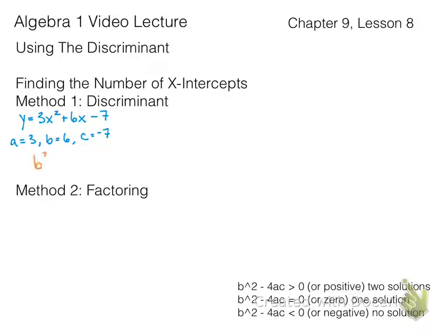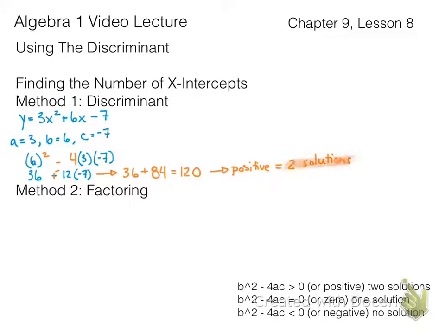So we're going to plug all this information into the discriminant. There it is. b is 6, a is 3, and c is negative 7. And we're going to get 36 minus 12 times negative 7, which ends up being 36 plus 84, which is a positive answer, which means there are two solutions. This parabola is going to hit the x-axis twice.